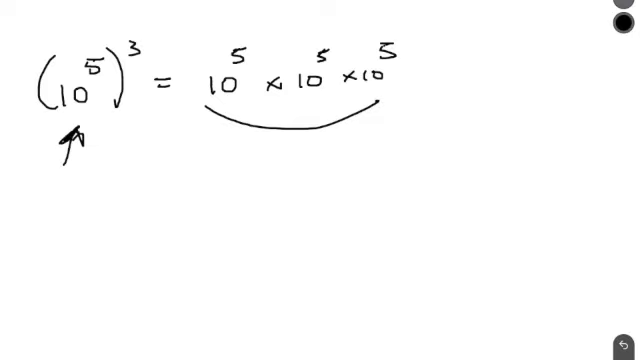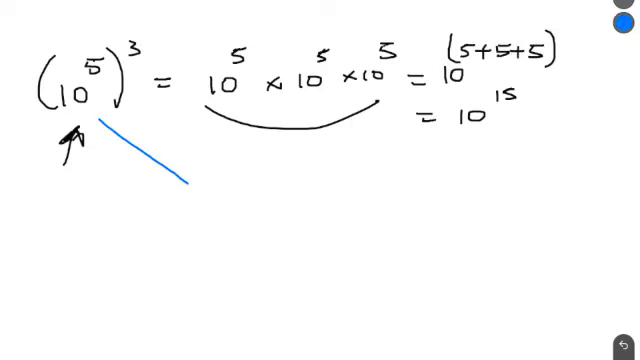And if we remember one of our laws, whenever we're multiplying powers of 10, what we're essentially doing is just adding all of the exponents. So 10 to the power of 5 plus 5 plus 5. And 5 plus 5 plus 5 is equal to 15.